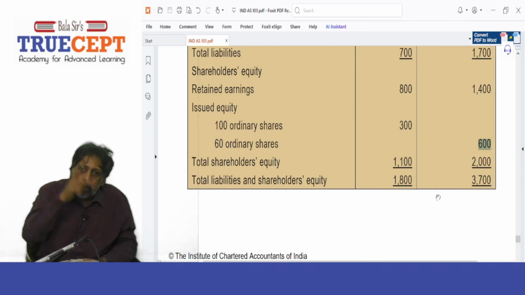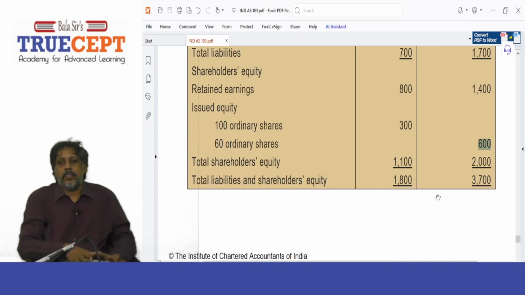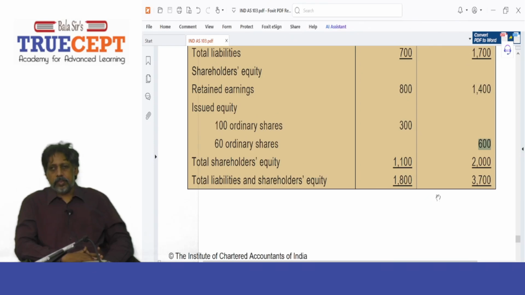You would have had to issue equity shares to my shareholders, the holders of 100 shares. What would have been the consideration? No, such a clumsy accounting.